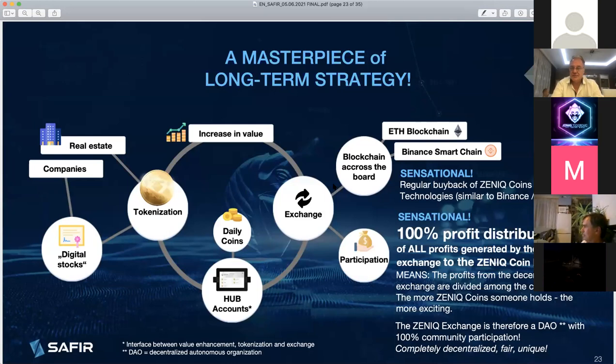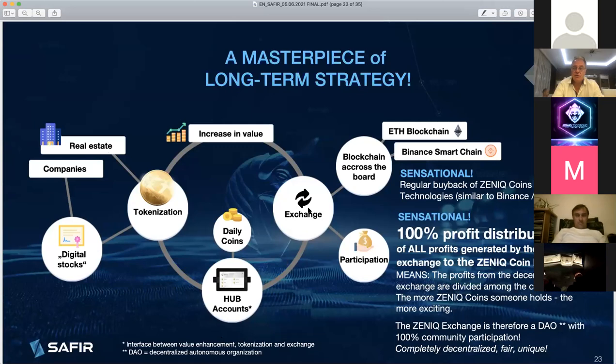So if you ask me, is this a masterpiece with a long-term strategy? Absolutely yes. The heart in it is the daily minting from the ZENIQ hubs, directly connected to the tokenization concepts of real estate, of companies, of digital stocks, and several other tokenization things. Also connected to the ZENIQ exchange, which has a very powerful blockchain that works seamlessly over several other blockchains. All the participation in this exchange generates, of course, fees.